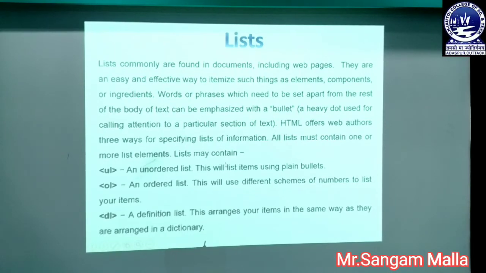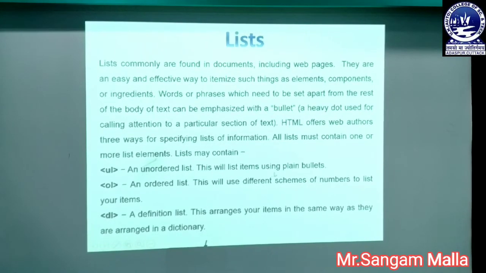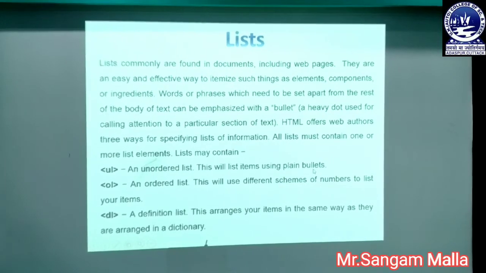A list may use the UL tag, which stands for an unordered list. This will list items using plain bullets. That means the bullets will be plain, and there will be no numbering in the case of an unordered list.